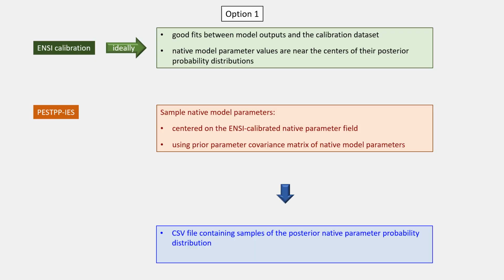So hopefully within a few iterations, PEST-PP-IES adjusts those samples of the prior centered on the ENSI calibrated parameter set until all of those samples fit the calibration data set well, hopefully as well as ENSI fit the calibration data set. It places all those samples of the posterior native model parameters into a CSV file. Once we have that CSV file, we can run the model into the future to sample the posterior probability distribution of any prediction that we're interested in. So that's option 1.